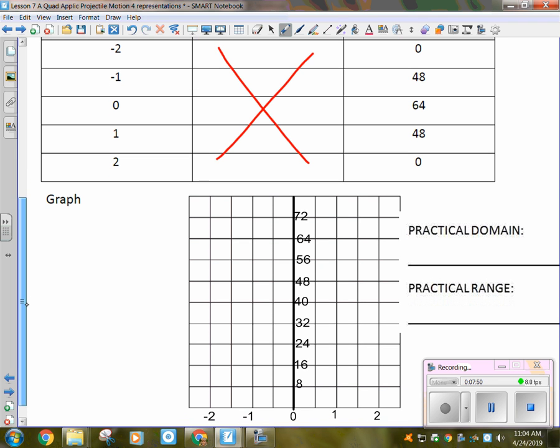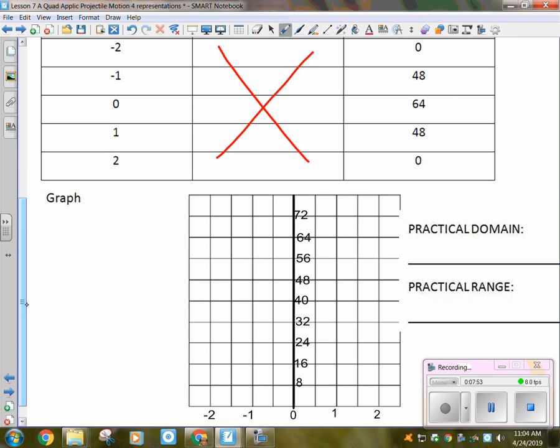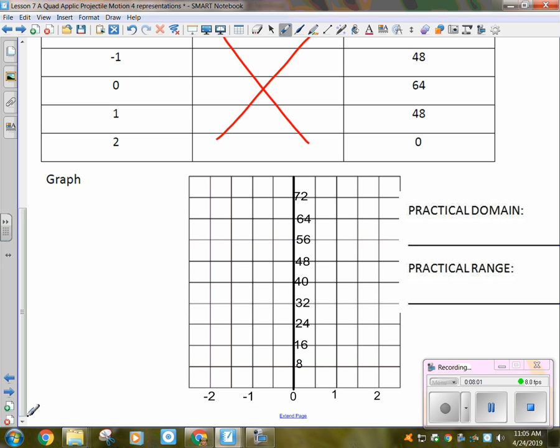But we can do what? Can we change the data points into graph points? Let's do that. Let's go -2, up 0 height. Put your point on there. -1, up 48 height. Got that point on there? Go over to 0, up 64 height. Over 1, up to 48. And over 2, up 0 height.